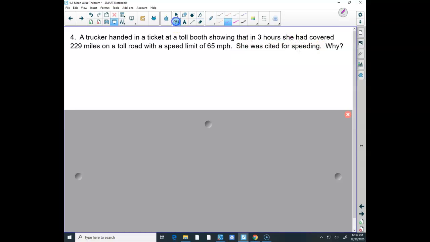Okay, so what do I need to figure out? Well, how many miles did she cover? What's her average rate of change? This is mean value theorem at its best right here. Did you know they can actually do this? They got tollways all over. She covered 229 miles in 3 hours. That means she was going at least 76.333, 76 and a third miles per hour at one time.